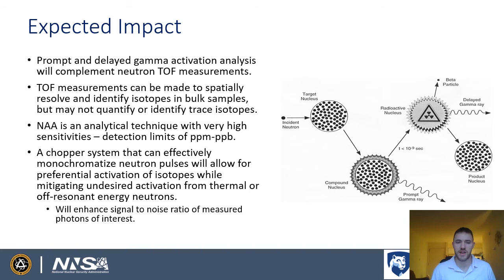NAA is actually an analytical technique with very high sensitivities, so these two techniques can complement each other in this aspect. NAA is sensitive to parts per million or parts per billion. This chopper system that we're designing can effectively monochromatize neutron pulses, which will allow for preferential activation of these trace impurities in a bulk sample. At the same time, it'll also mitigate the undesired activation from thermal or off-resonant energies. So this will enhance the signal-to-noise ratio of the measured photons of interest to complement the time of flight measurements.